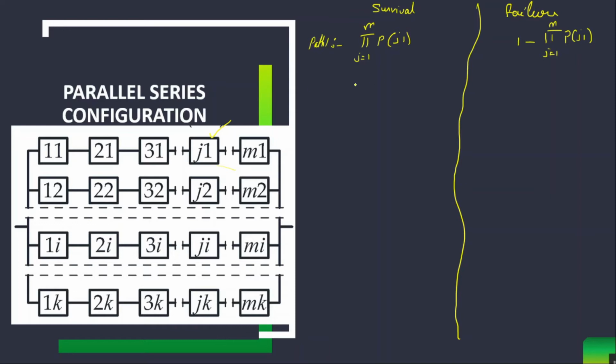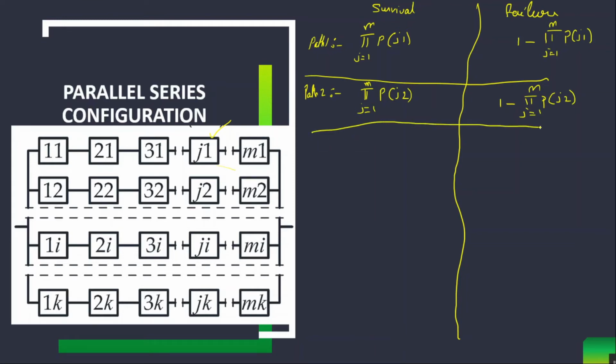If you are considering the second parallel path, path 2, what is the probability of survival of that path? It is the product of j equal to 1 to m, since m elements are in the second path, of p of j2. We have to take the product of the reliability of the elements of the second path, and the probability of failure of the second path is 1 minus the product of j equal to 1 to m of p of j2. So this one is the failure of the second path.